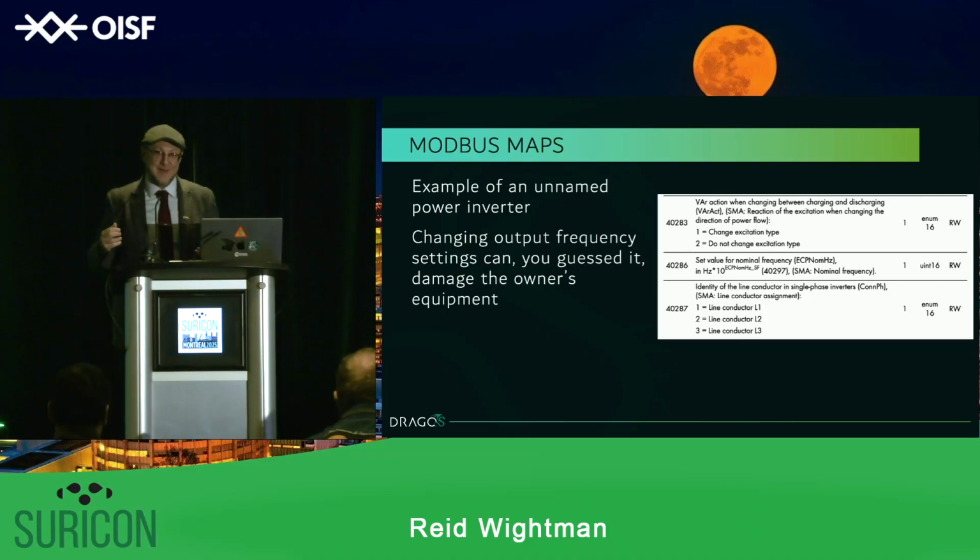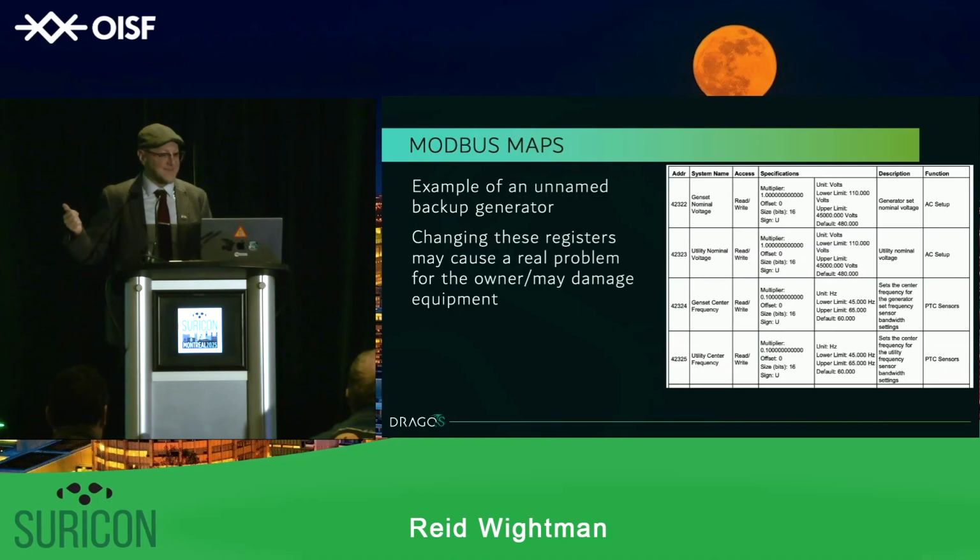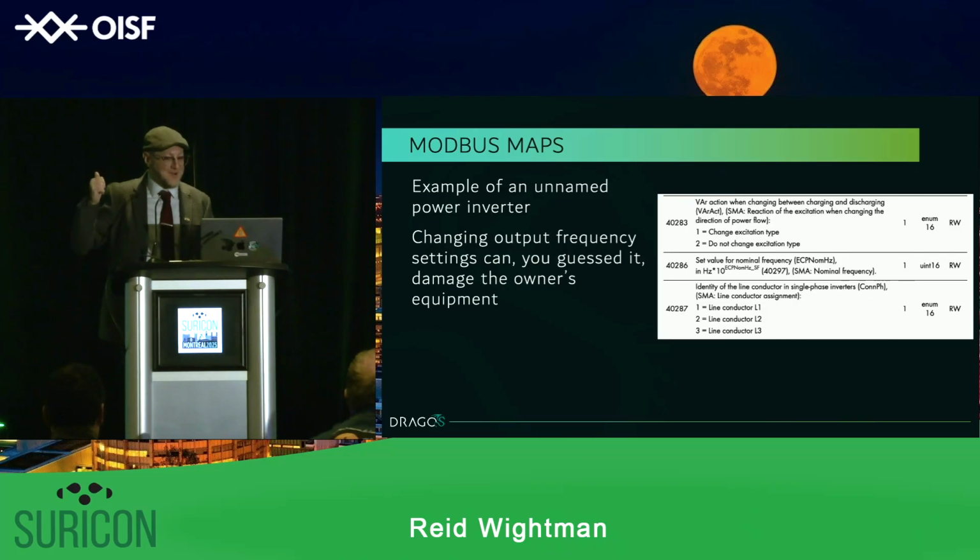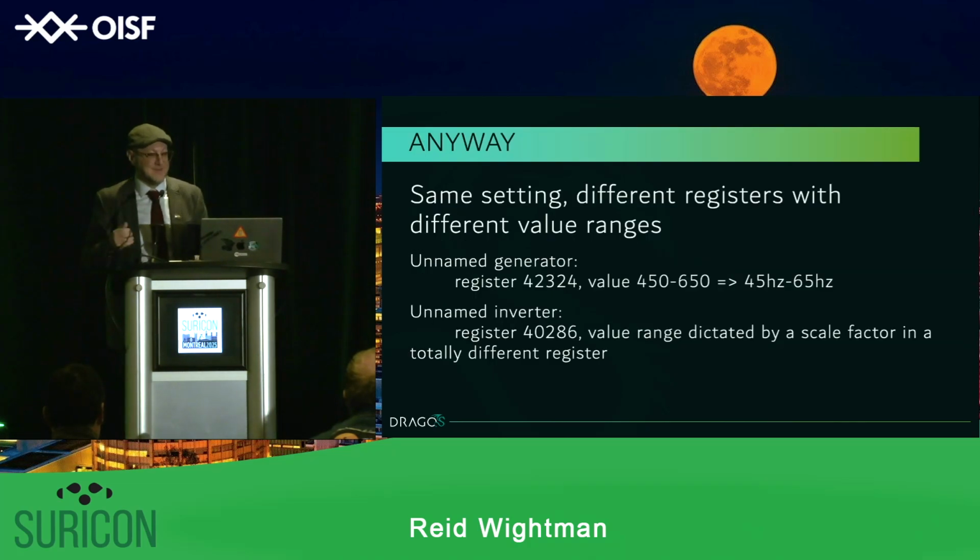Now, this is the Modbus map for an inverter. This is a device that takes DC power out of batteries or off of a solar panel and provides you AC power out. This also has the same setting where you have an output frequency, but you can see, on this example, the register for setting the output frequency is register 42324. Over here, it's this other register 40286, and the values that you write to that register are different depending on the device, right? So it's the same setting, but it's two different registers that you're writing to with two completely different value scales that you would expect to see in that register.